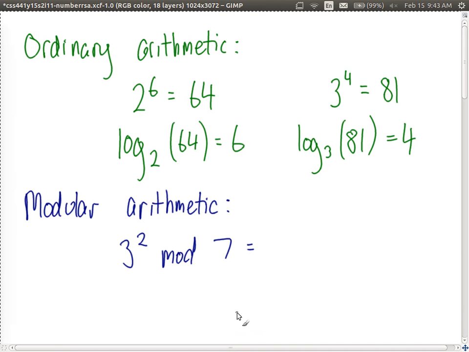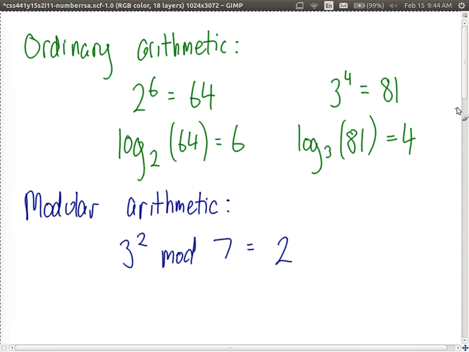9 mod 7 is 2. So exponentiation is easy, at least conceptually: we just calculate the exponent in the normal way and then mod the answer by our modulus, 7 in this case. Of course, if we have large numbers, it may not be easy. A large number to the power of another large number gives us a very, very large number, and that may be hard to calculate and then mod. But we can simplify these using our properties of multiplication. We saw an example last week. We had 11 to the power of 7 mod some number. We broke 11 to the power of 7 into 11 to the power of 4 times 11 to the power of 2 times 11 to the power of 1. So we can simplify the calculations.